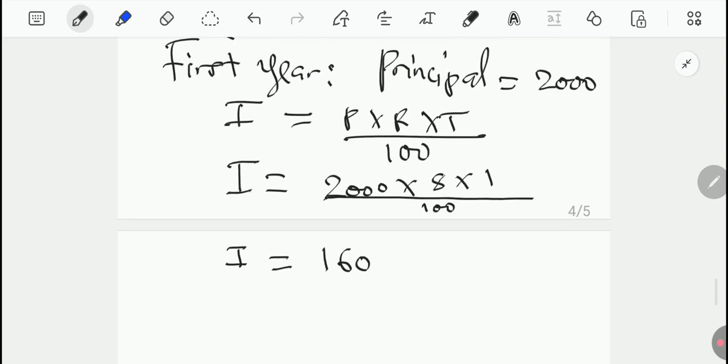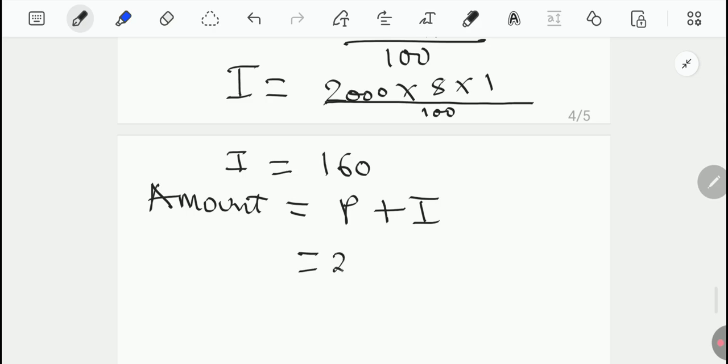Now, we need to get the amount in the first year. As we said, amount is the same as principal plus the interest that someone has made. So the principal was 2000 plus the interest, which is 160, giving us 2160. That is in the first year.